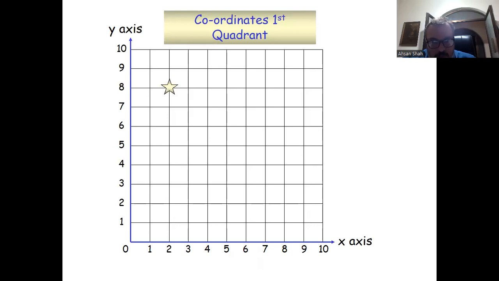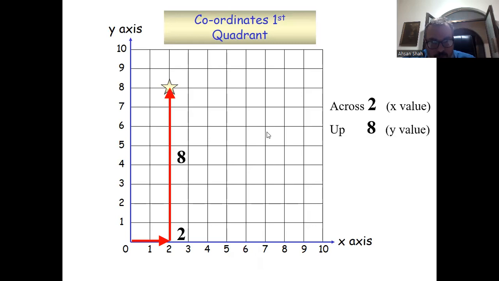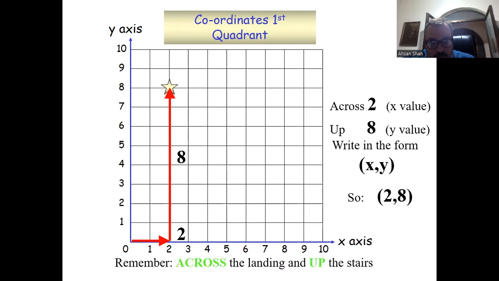This point, I'm giving you 5 seconds. The coordinate is 2 comma 8. 2 across and 8 up. Again, x comma y. Please remember, we write it in the form x comma y. That's very important. The x coordinate comes first, then the y coordinate.